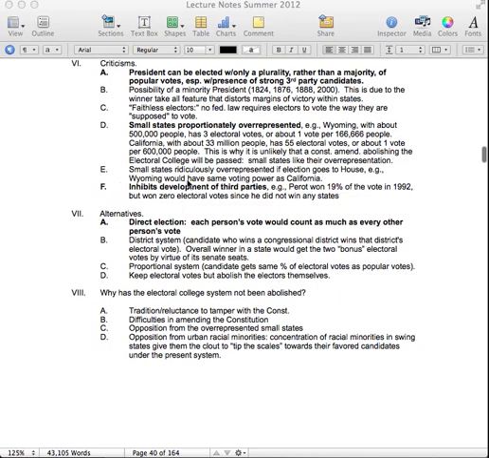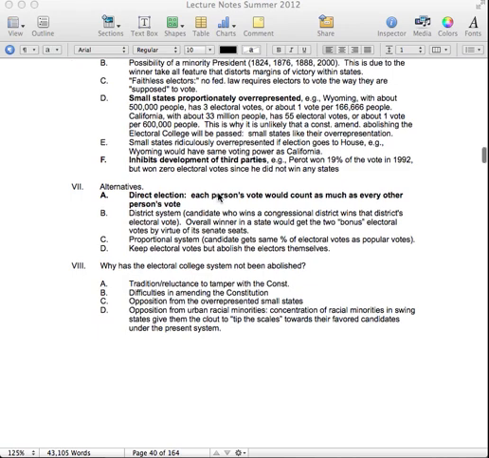It inhibits, and this is really important, the development of third parties. Perot won 19% of the vote in 1992, but he won 0 Electoral College votes in any of the states because of our winner-take-all system. And because of that system, there's no development of third parties, because nobody's going to vote for a third party since it's like throwing your vote away.